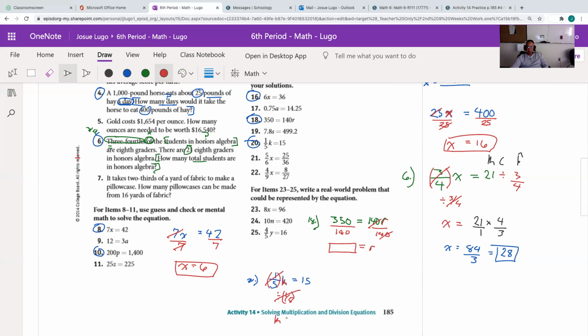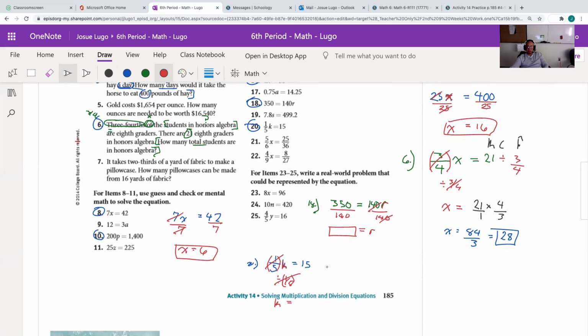K is now isolated. So now let's do the same thing to the other side. Whatever I do to one side, I must do to the other. So I have to do 15 divided by 1/5. When we divide fractions, we do keep, change, flip. So I'm going to keep the 15, change the division to multiplication, and flip this fraction to its reciprocal, from 1/5 to 5/1. Now we just multiply. 15 times 5 is 75. 75/1 is just 75. So k is equal to 75.